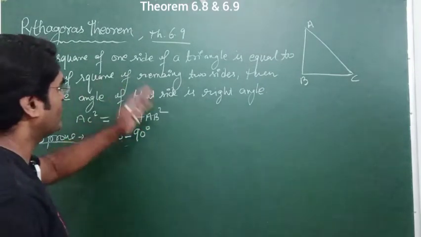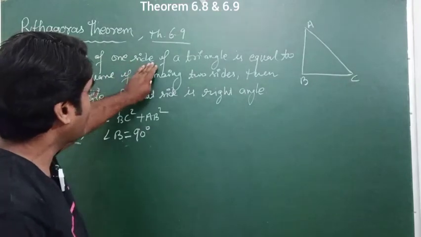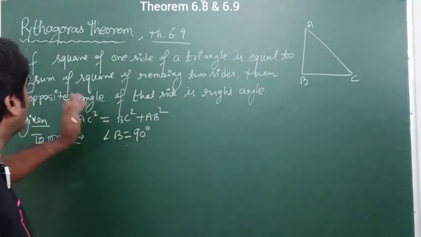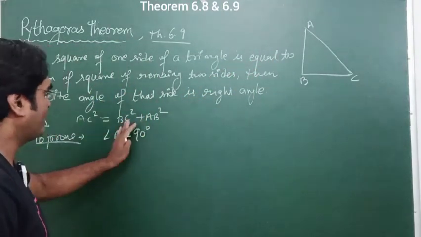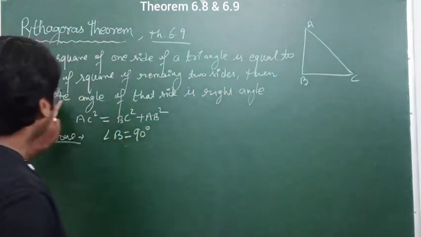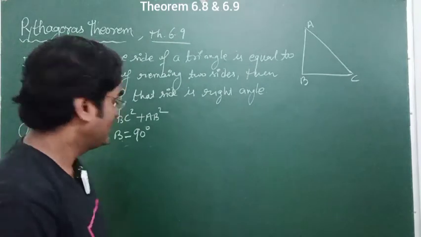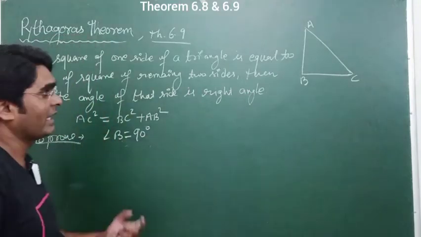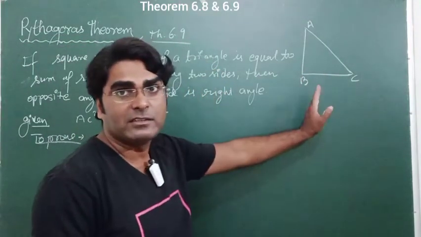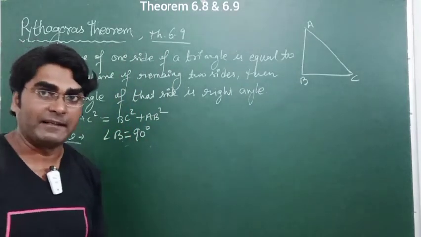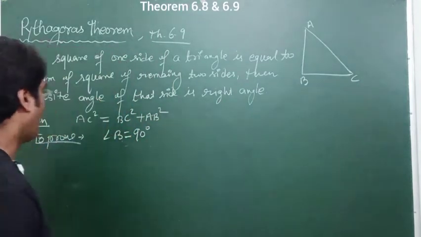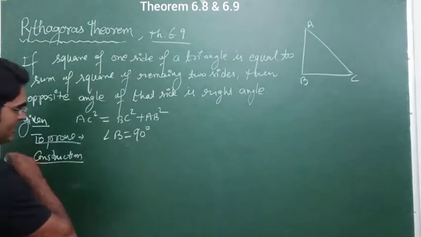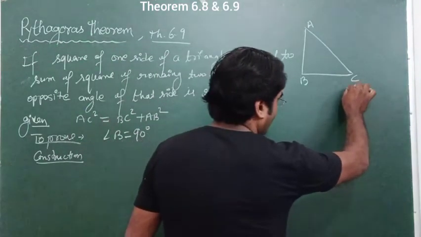You need to prove that, because the theorem is telling that if square of one side of a triangle is equal to sum of square of remaining two sides, then opposite angle of that side, this side AC, is right angle. So opposite angle of AC is 90 degree. This is B. You need to prove that angle B is 90 degree. Clear? This was the theorem. Now we are doing the construction. What is construction? Construction is that draw a triangle PQR.